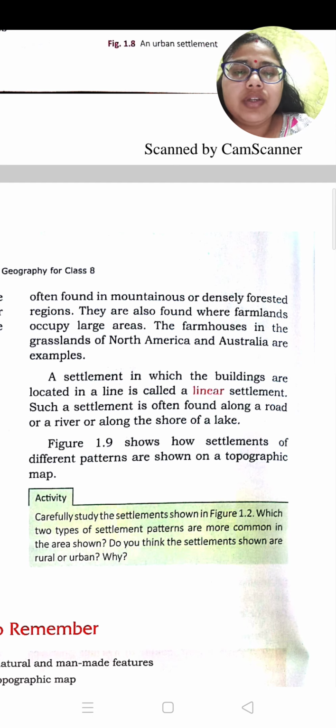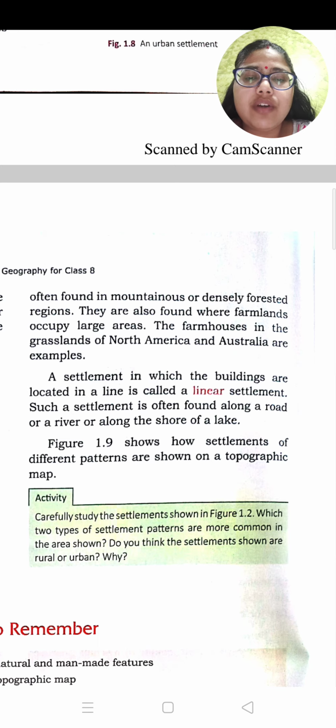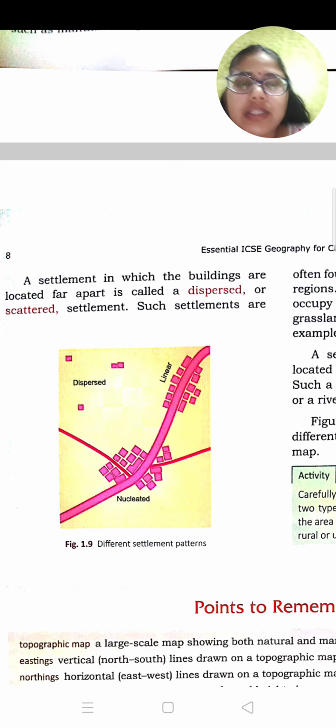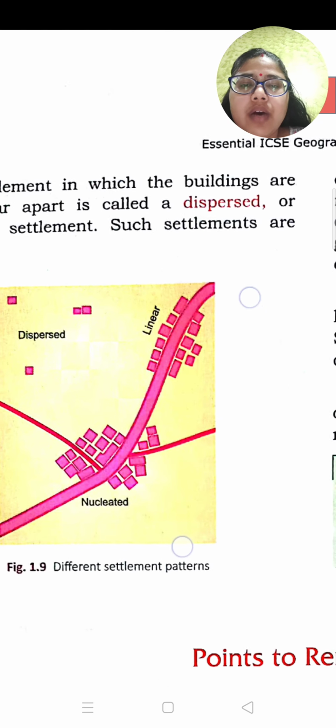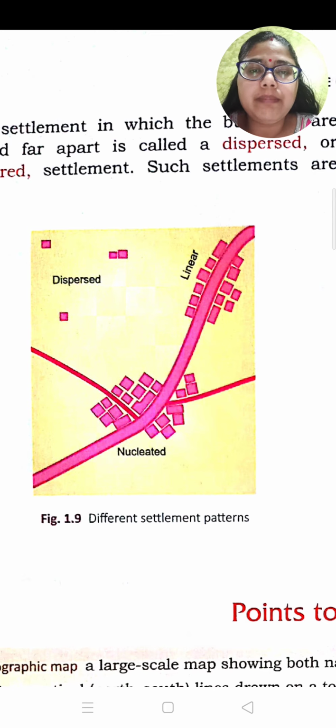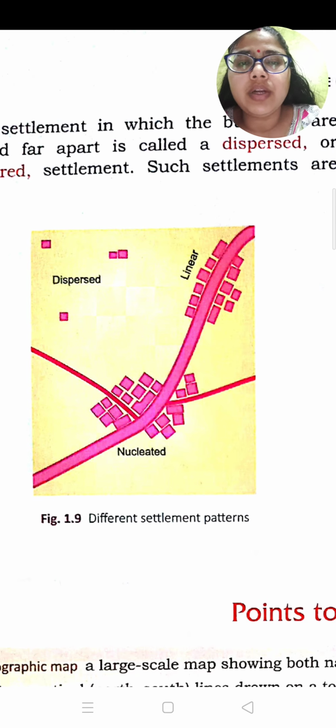Now, figure 1.9 shows how settlements of different patterns are shown on a topographic map. So you can see there is figure 1.9. This is how the settlement is shown on the topographic map. So you can see a linear one. Okay, so there is a road, and on both sides of the road the houses are built in a line.